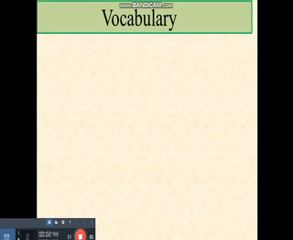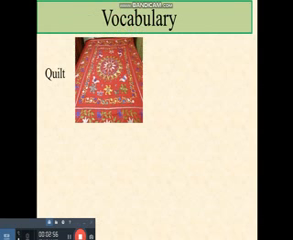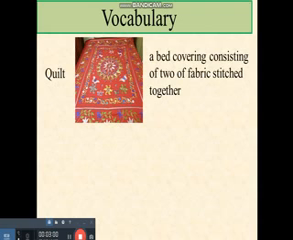Okay, dear student. There are some vocabs here that will help you to understand the passage completely, and comprehend and answer all the questions, inshallah. Quilt. What is a quilt? A bed covering consisting of two layers of fabric stitched together.